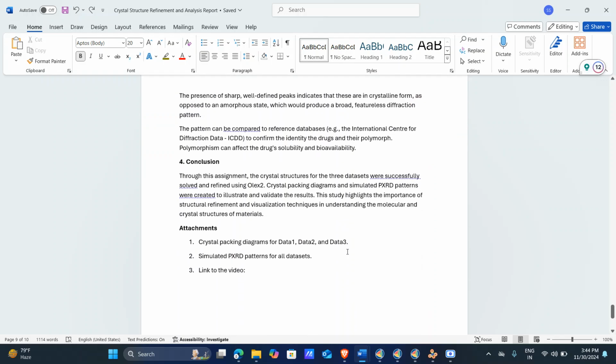So what is the conclusion? Through the assignment, the crystal structures for the three datasets were successfully solved and refined using OLEX2, crystal packing diagrams and simulated PXRD patterns, like the powder diffraction pattern, were created to illustrate and validate the results. This study highlighted the importance of structural refining and visualization techniques in understanding the molecular structure.